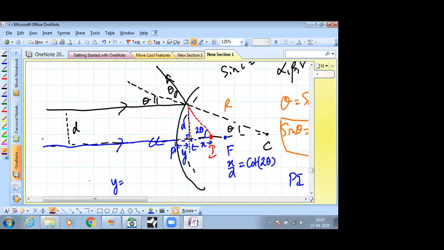All right, so this is one of the variation questions I was telling you about, where we make use of the fundamental principles rather than the derived formulas which are coming for paraxial rays.